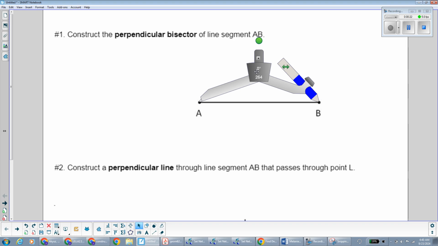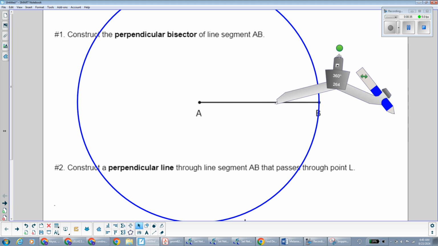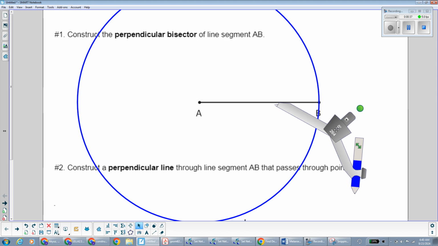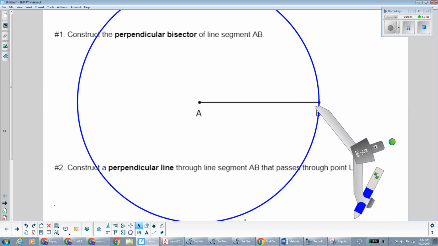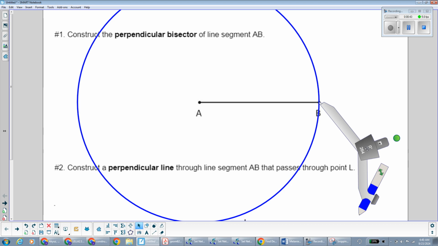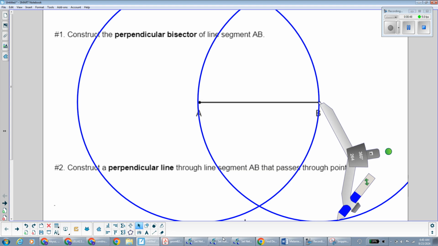We're going to put our compass on one endpoint and we're going to open up to the other endpoint, or find the hole that best matches up to the other endpoint. And once we find it, we're just going to swing a circle. And then using the same compass measurement, or the same hole if you're using the red compass, we're going to go on over to the other point B, the other endpoint, and we're just going to swing the same circle.